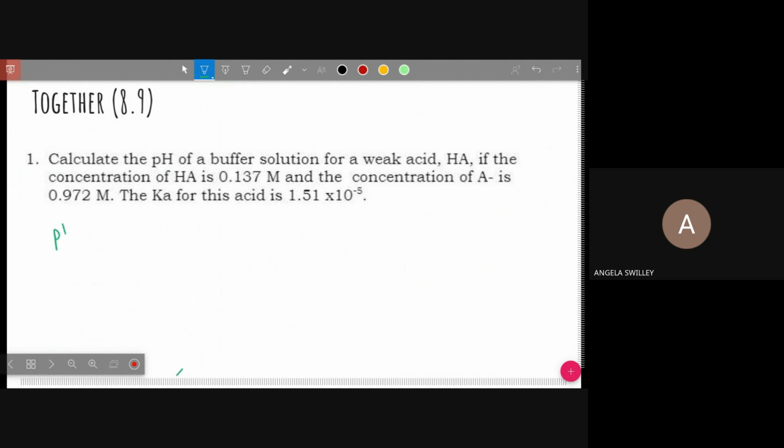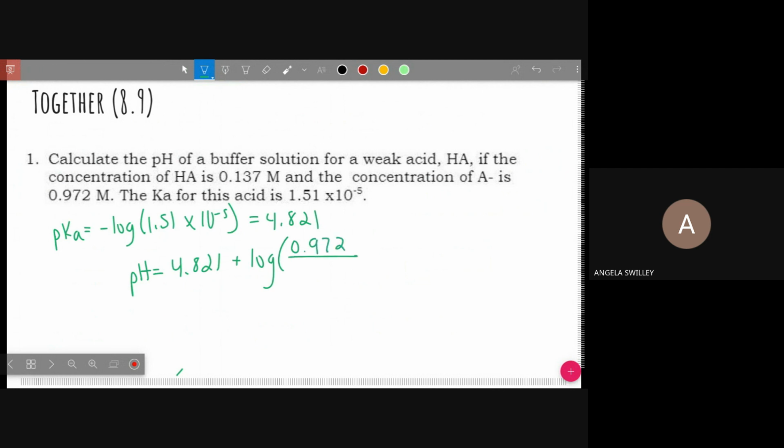All right, so first of all, we need to find the pKa, and again, that's the negative log of the Ka. And we get 4.821. So to find the pH, we say 4.821 plus the log of the conjugate base molarity, 0.972, divided by 0.137, which is the molarity of the acid. And once you calculate those, you get a pH of 5.672.